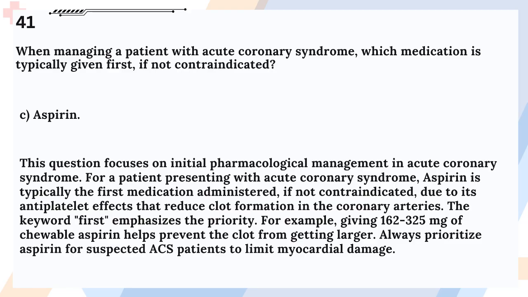The keyword first emphasizes the priority. For example, giving 162 to 325 milligrams of chewable aspirin helps prevent the clot from getting larger. Always prioritize aspirin for suspected ACS patients to limit myocardial damage.